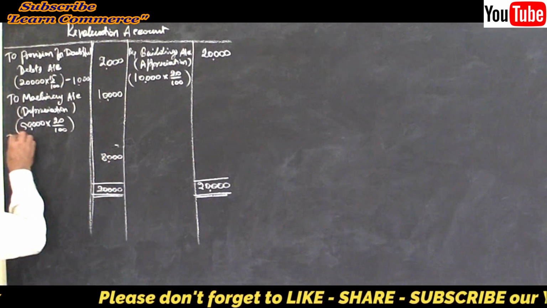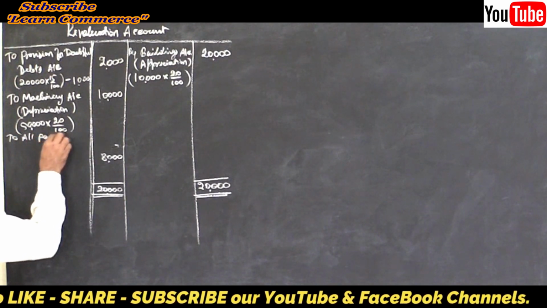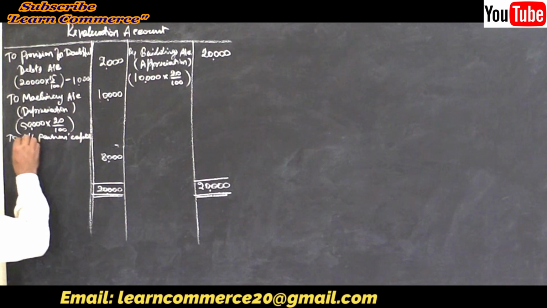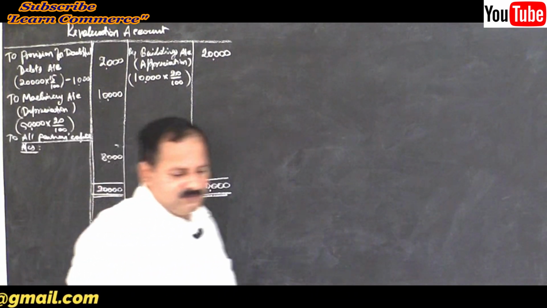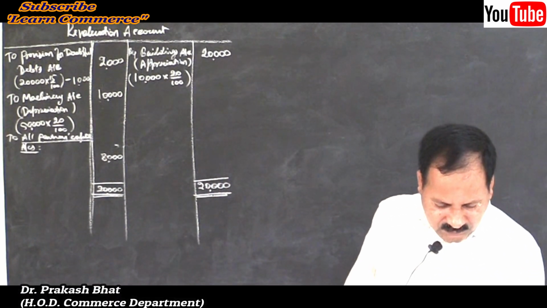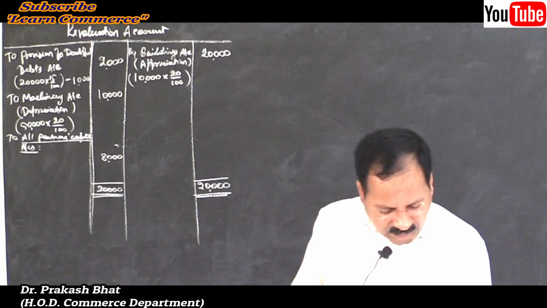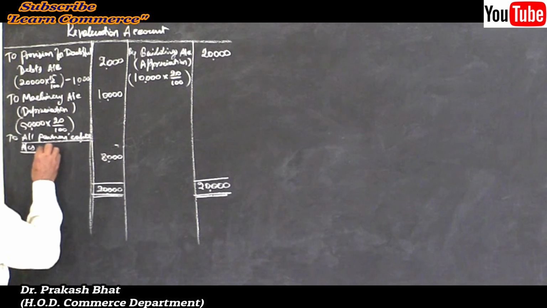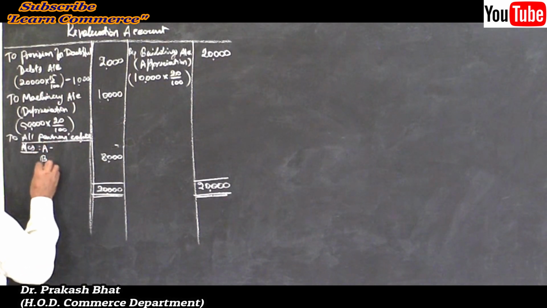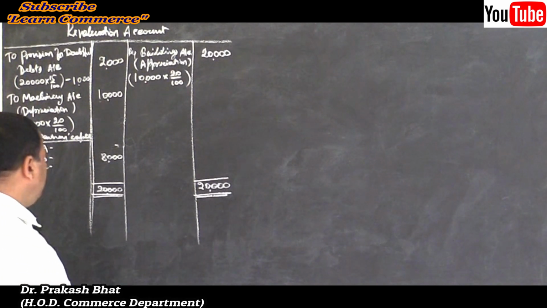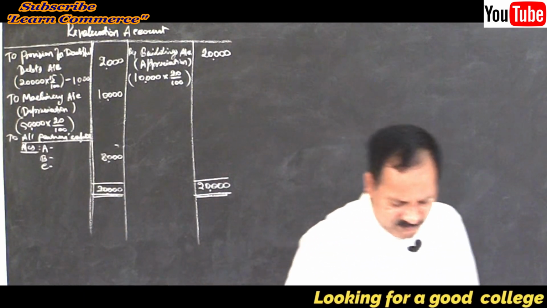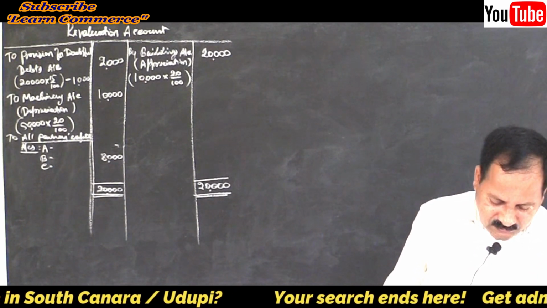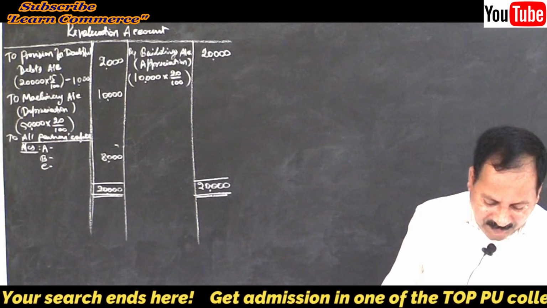Transfer to capital accounts, to all partners' capital accounts. Write the names of the partners. Who are those? 3 partners, that is Amit, Bhimu and Chandru. ABC I will write. Just write full names. Their profit sharing ratios were as per their capitals, right? So it will be according to their capitals.